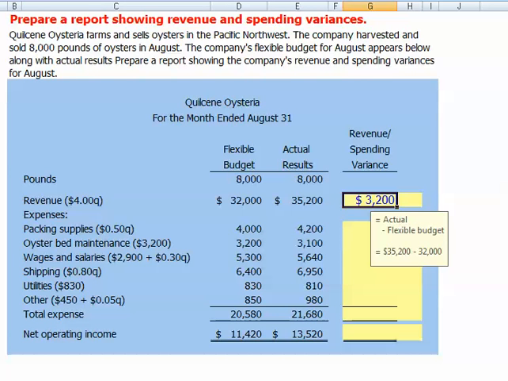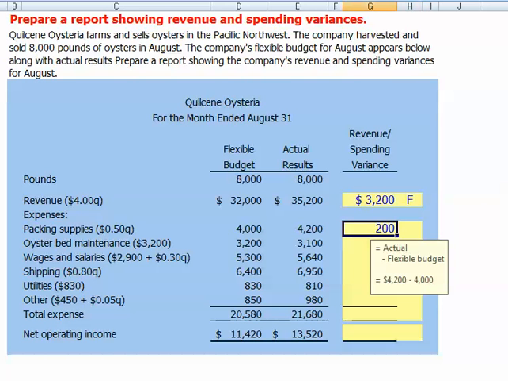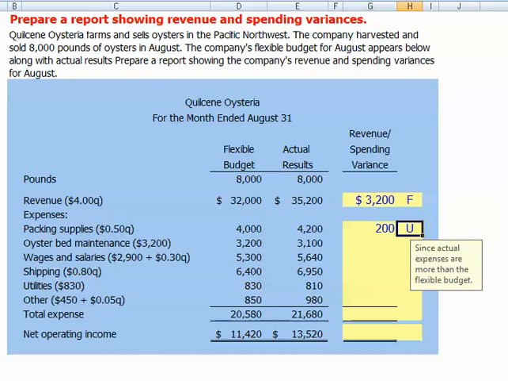Our revenue variance is $3,200. That's the difference between our actual amount of $35,200 and our flexible budget amount of $32,000. We say that this is a favorable variance since our actual revenues are more than our flexible budget. For packing supplies, the difference between our actual expenses of $4,200 and our flexible budget of $4,000 is $200. And since our actual cost or expense was higher, it's an unfavorable variance.